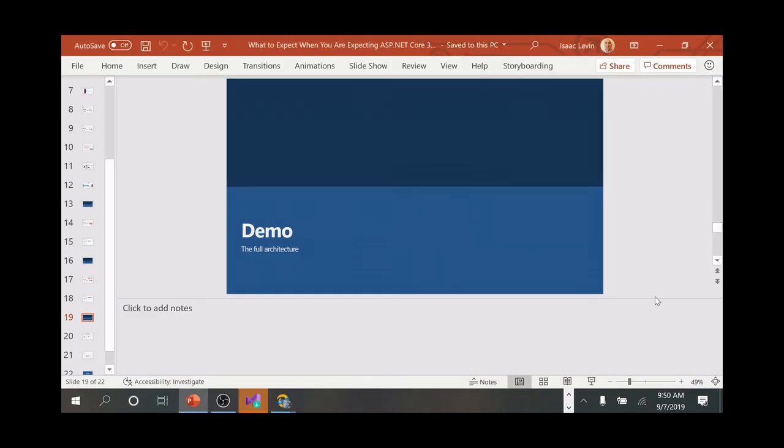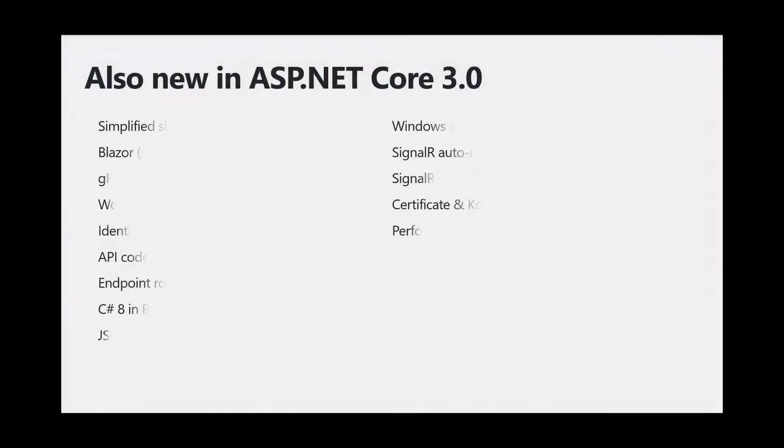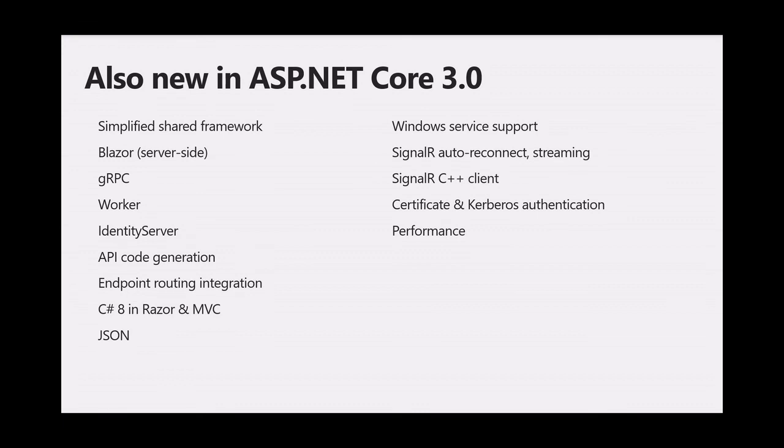All right, so I'm going to finish up now. I'm going to talk about this really quick. These are all the new things coming in ASP.NET Core 3. The big thing is we talked about the project type, but obviously C# is coming to Razor and MVC.